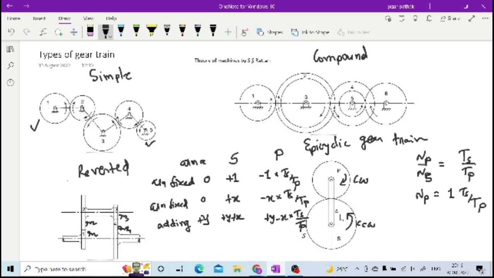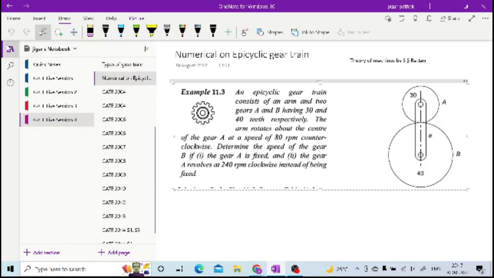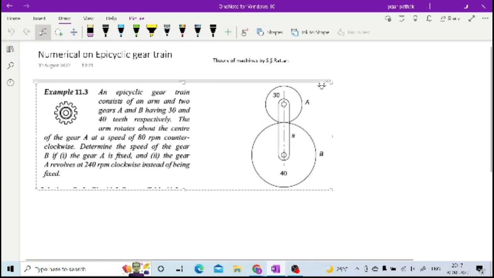So this is how you are having your different types of gear train. Once you are done with this, there is a simple numerical I have taken from S.S. Ratan, right?